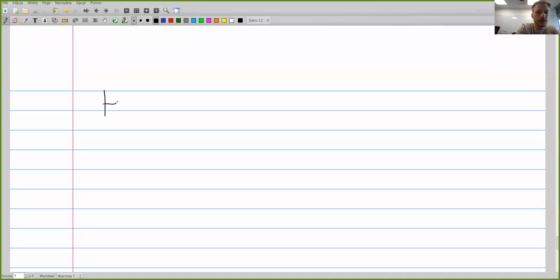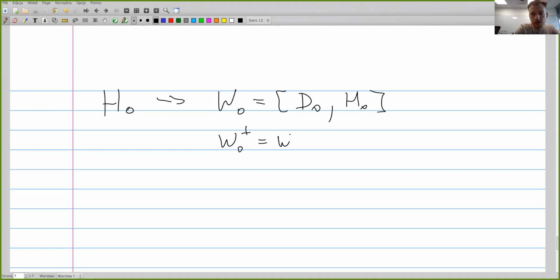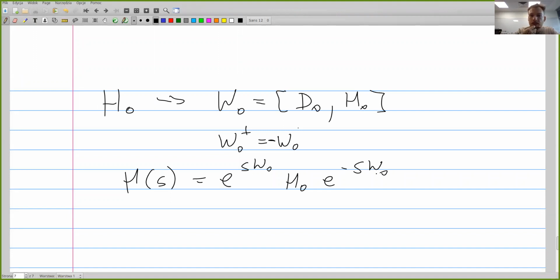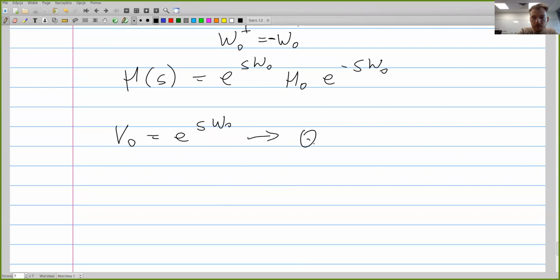Okay, so I take a Hamiltonian H0. From this I construct the first bracket W0, where I take some diagonal operator D0 that is Hermitian, and H0 that is also Hermitian, which means W0 dagger is minus W0, which means that if I construct this H of s, I will have e^{sW0} H0 e^{-sW0}, okay? And now we want to ask how to implement this. So if I write this e^{sW0}, how do I implement this on a quantum computer? Actually, let's call this U0. So this is an idealized thing that we would like to have.